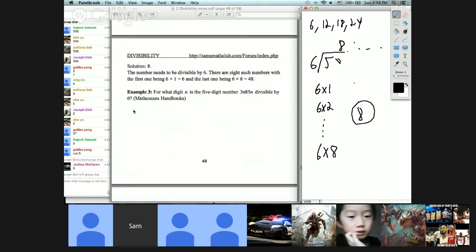Okay. Try example number 3 from the MATHCOUNTS handbook. For what digit n is the 5-digit number 3n85n divisible by 6?